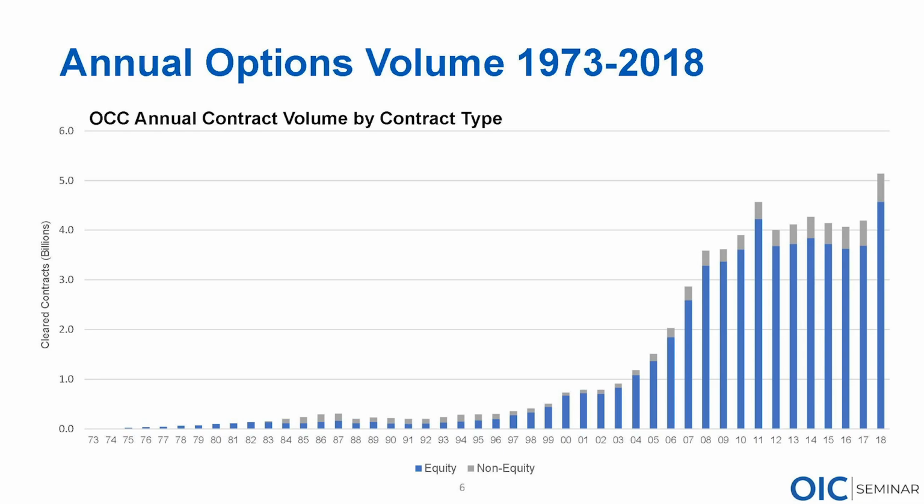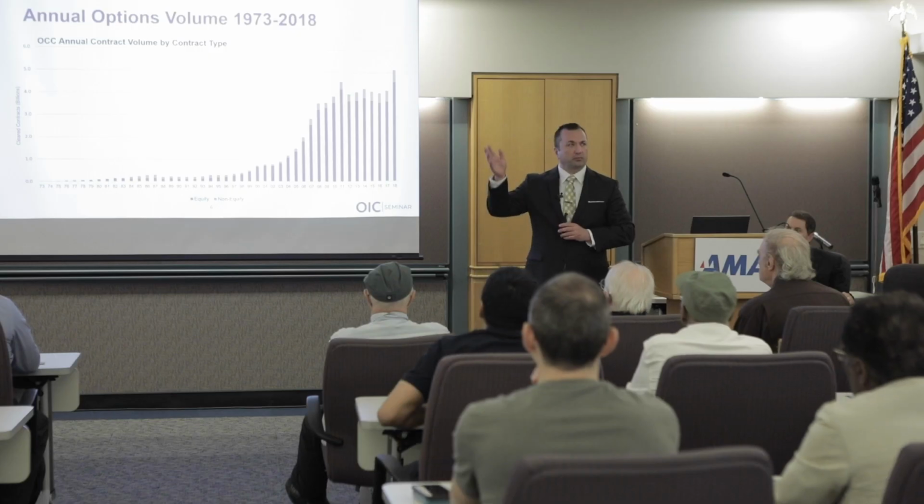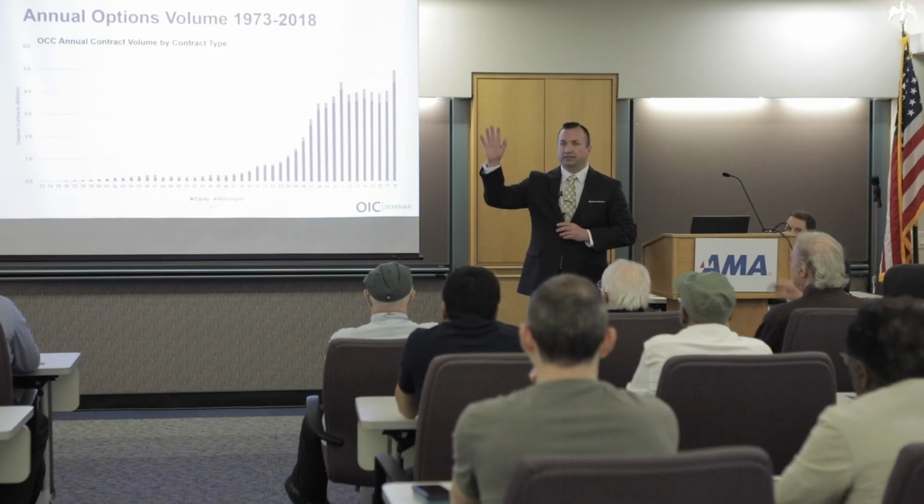And then we had a spike in 2011. Who was trading the markets in 2011? Who remembers that? Many of you. The European sovereign debt crisis caused an increase in volatility in that year. We had a spike, got over 4 billion contracts.